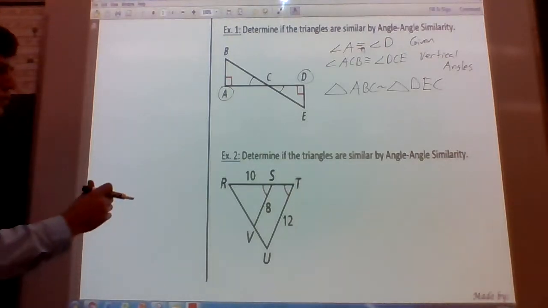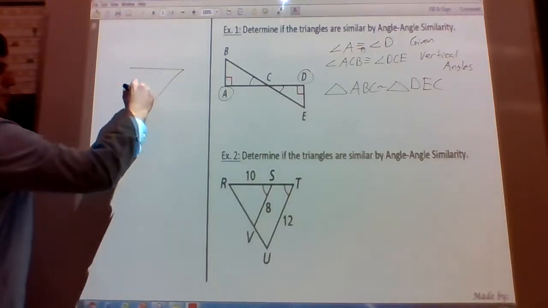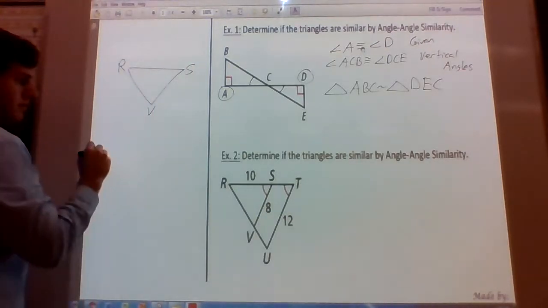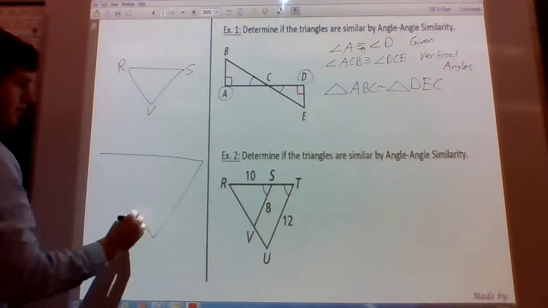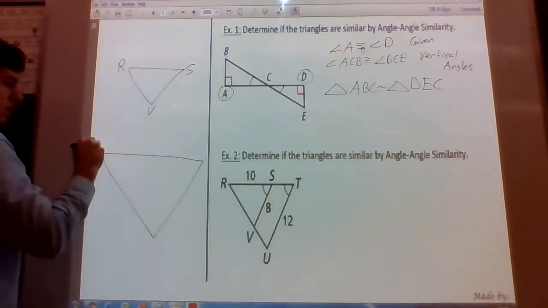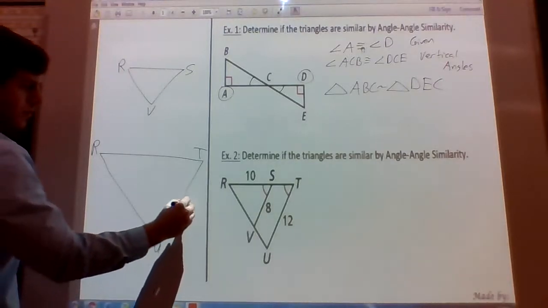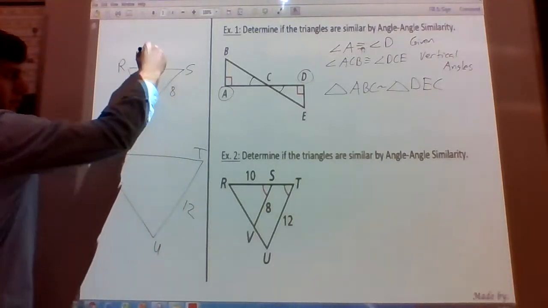So example 2, I redrew them. Okay, so let's redraw them over here. First, we have RSV. Okay, then we have a larger triangle, which is RTU. Okay, we know this is 12, this is 8, and this is 10.